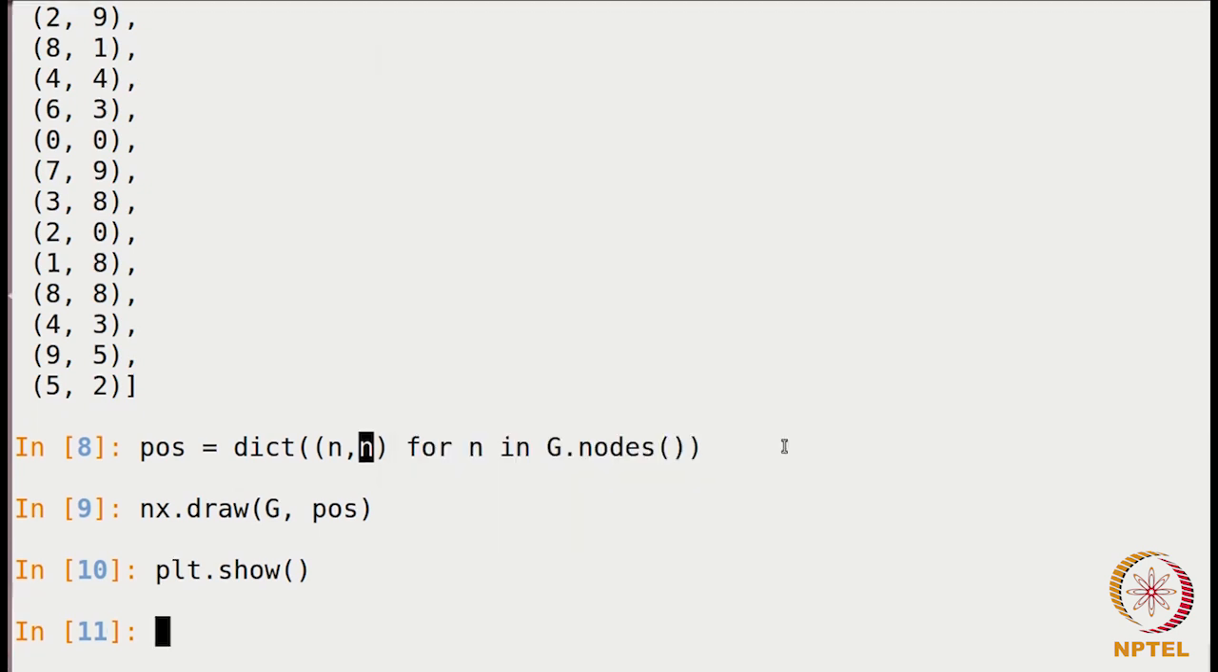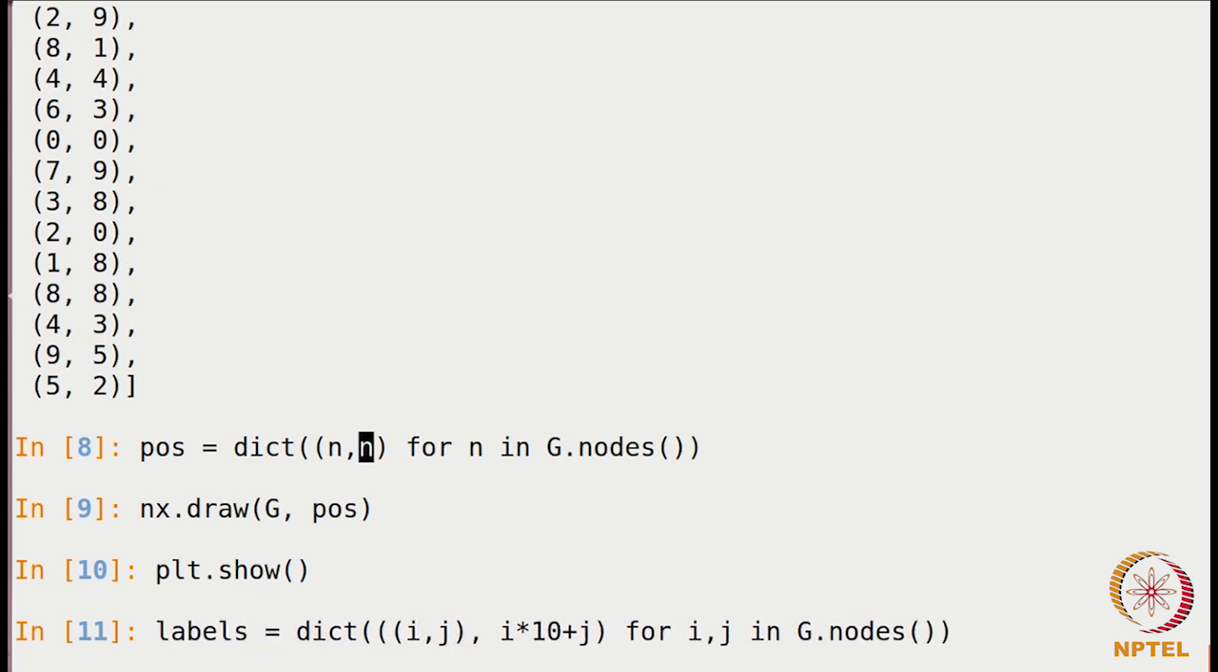Now, how can we do that? If you know a little math, you should be able to understand what I'm doing. To the node (i, j), I'm assigning i into 10 plus j. This I will do for every node, so I'll write for (i, j) in g.nodes, and again I'll convert this into a dictionary using the same function. Let me call this dictionary labels. All right, this should work.